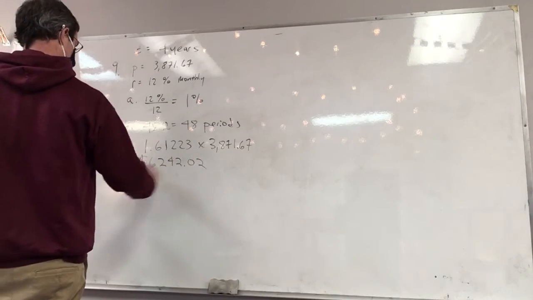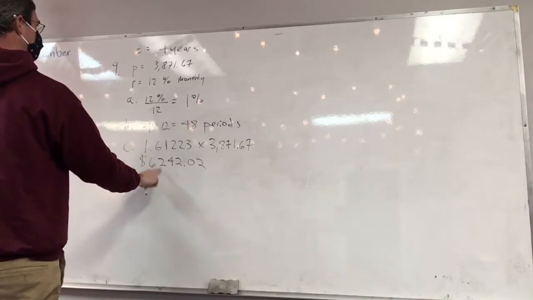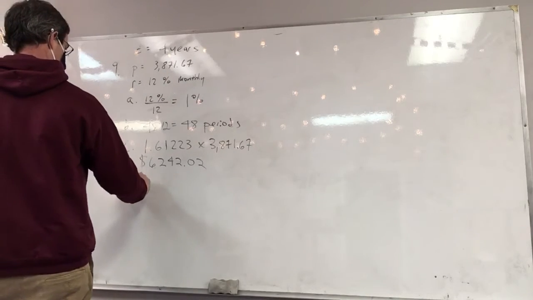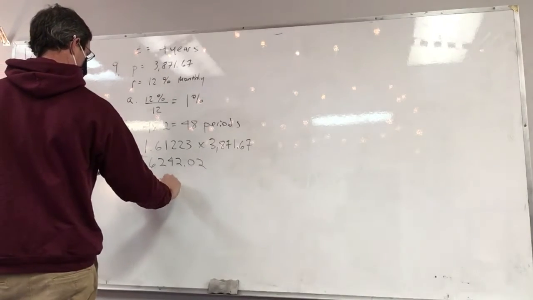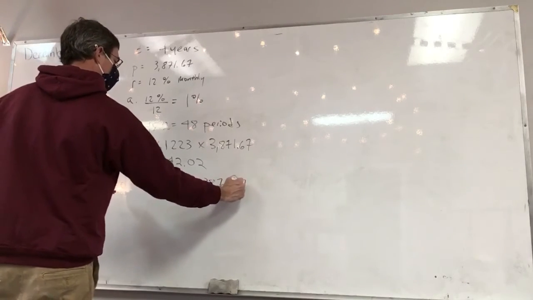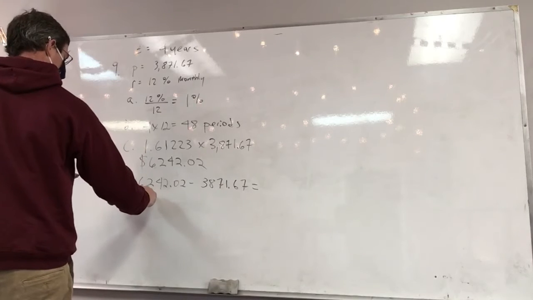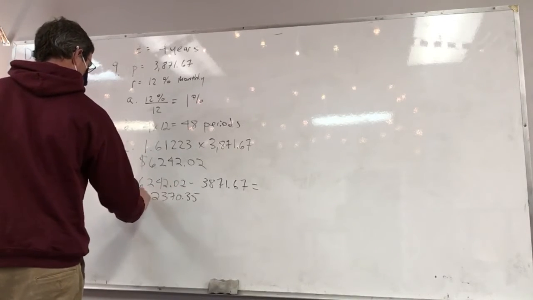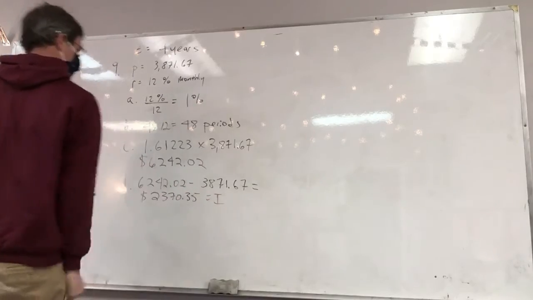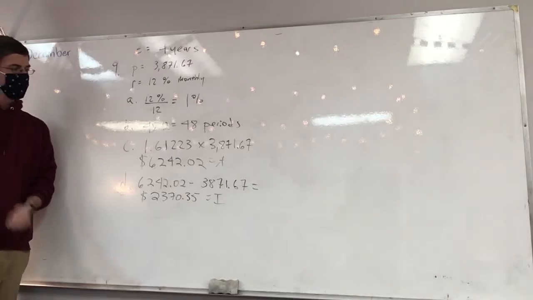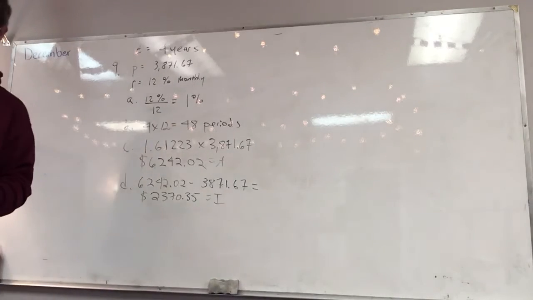So we're going to subtract that. We're going to take this number and subtract this number to get 2,370.35. This is the interest that was earned. This is the amount in the account after the 4 years. So this is how we do it with the table.